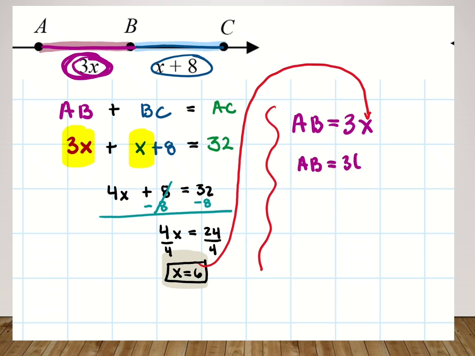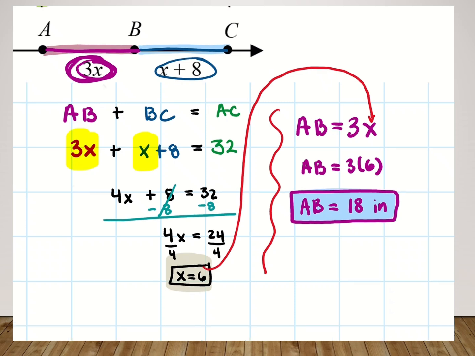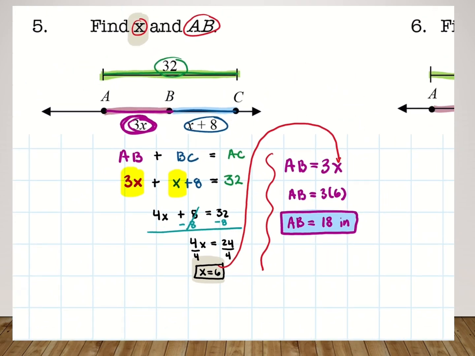So AB will be 3 times 6. So the length of that piece of segment would be 18 inches. And we're just going to include the units, inches. We can include any units since the problem didn't specifically tell us what the units were. And then we found both pieces of what we were trying to find for this problem.